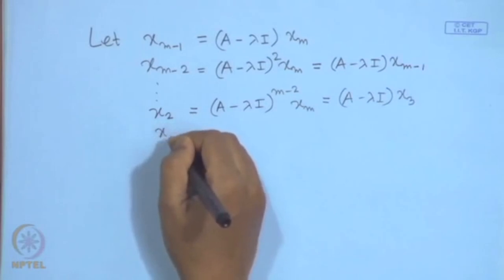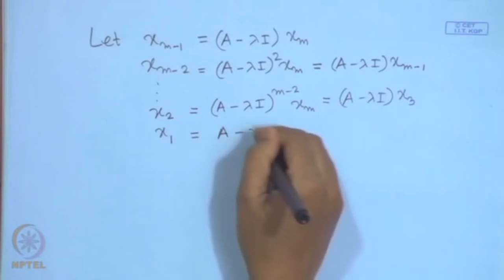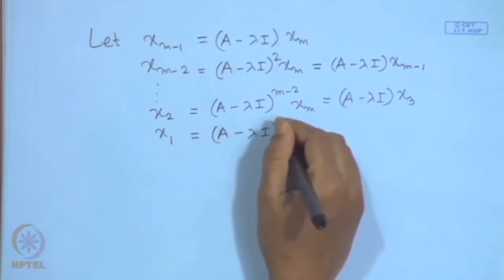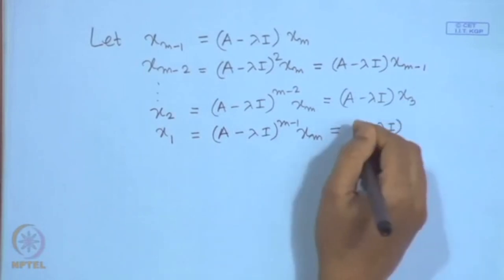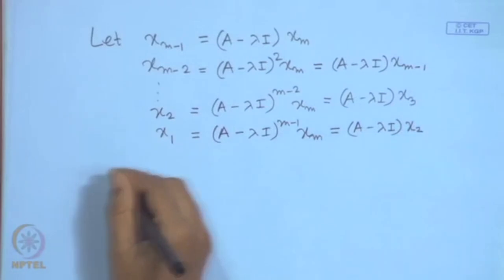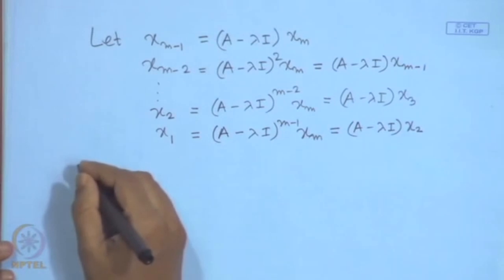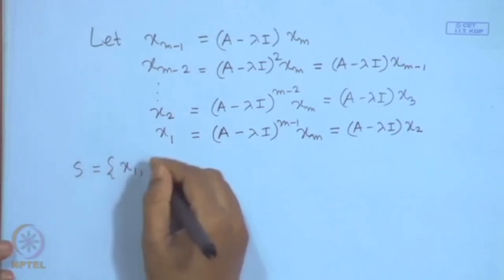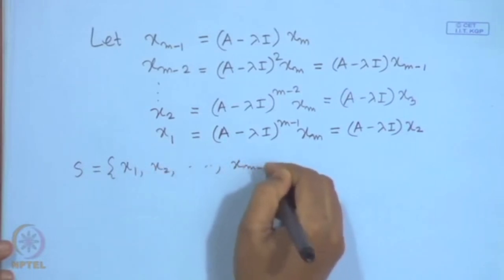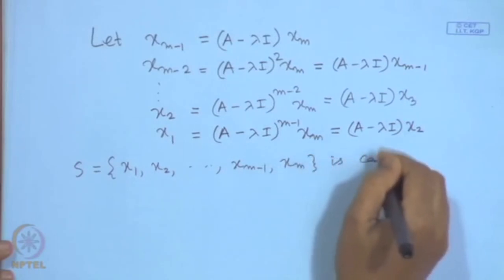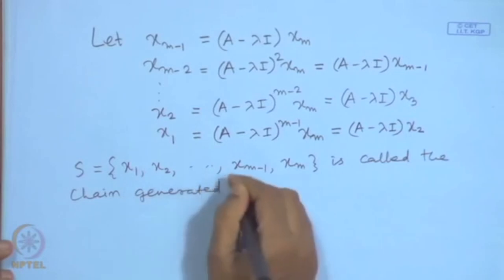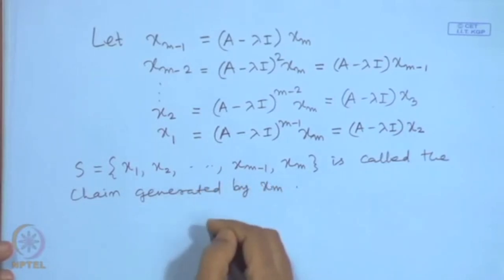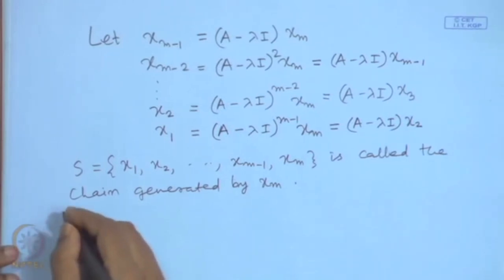And finally, we get x_1. x_1 is equal to (A - λI)^{m-1} x_m, and that is equal to (A - λI) x_2. So this set S consisting of vectors x_1, x_2 up to x_{m-1}, x_m is called the chain generated by x_m. This chain generated by x_m satisfies some properties, and we shall list those properties here.